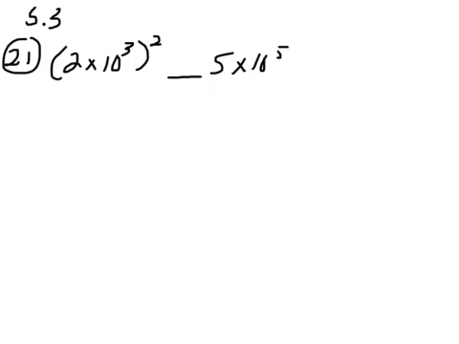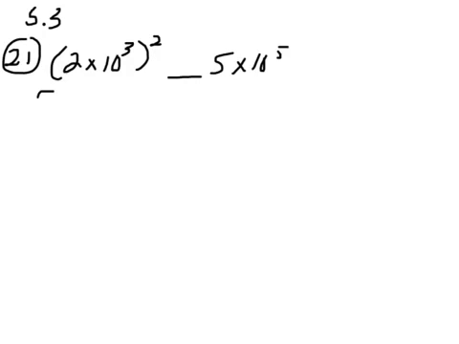Okay, let's look at a few problems from 5.3. Problem 21 says you've got (2 times 10 cubed) squared, and they want to know if it's equal to, less than, or greater than 5 times 10 to the fifth. In order to do this, we really need to simplify what's going on on the left-hand side.